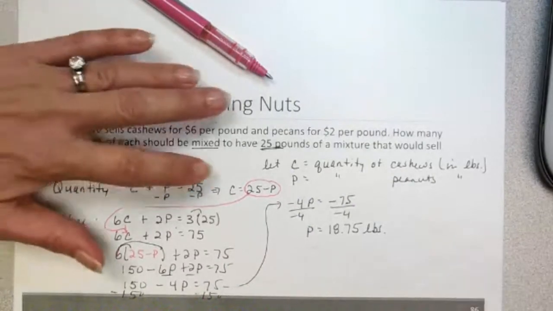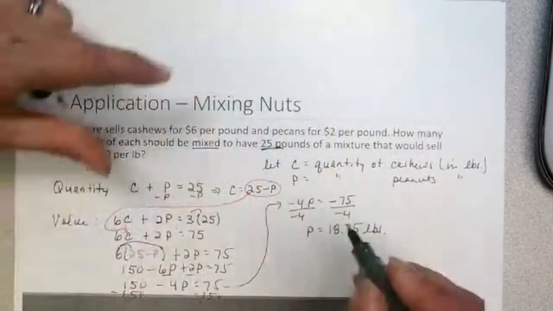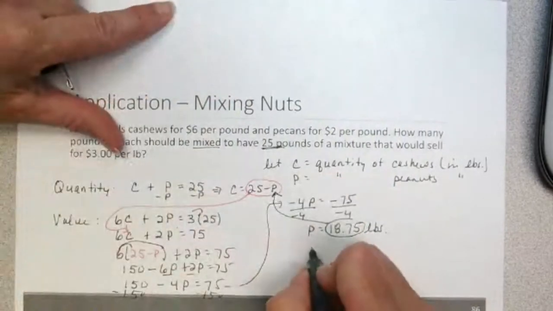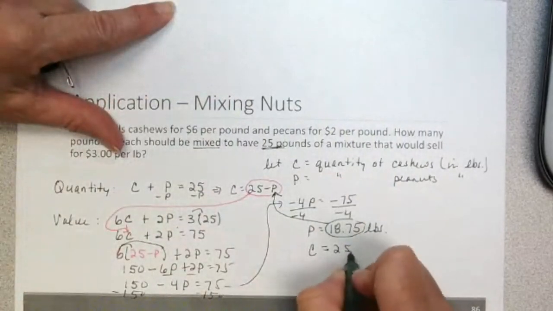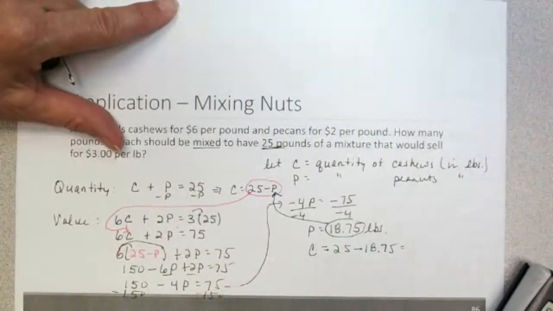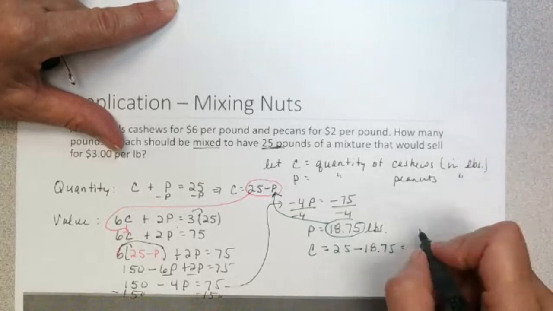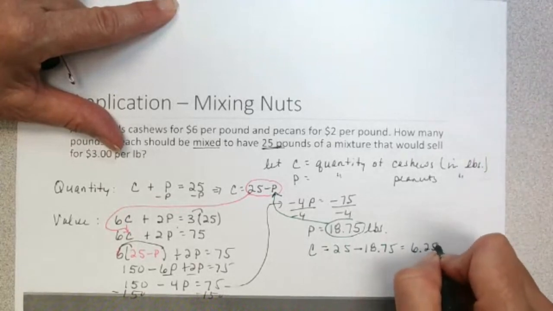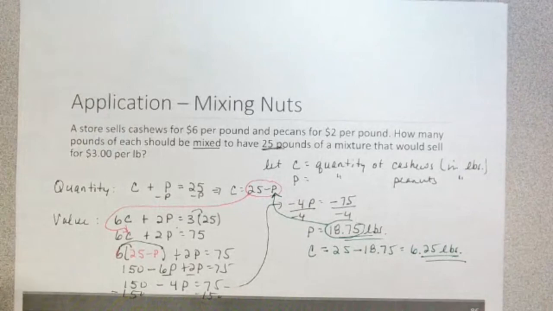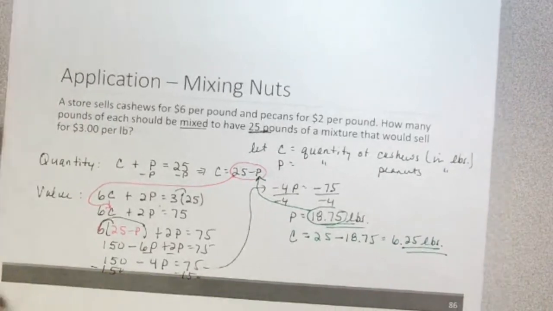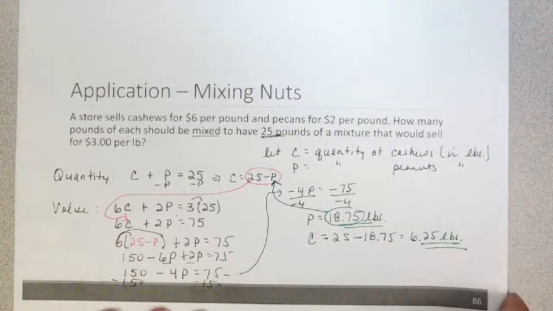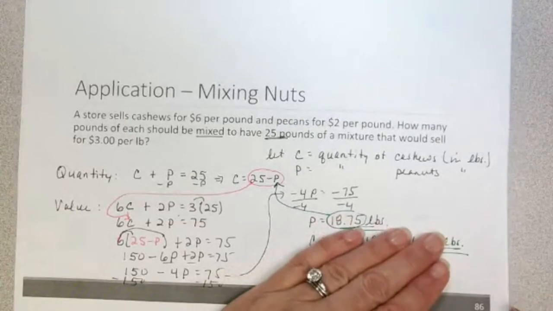What about the cashews? Well, you can substitute here, right? Look at this. Put this in there for P. So cashews then is 25 minus 18.75, or 6.25 pounds. Okay, so mixture problems are not too bad if you can write a quantity equation and a value equation. If you can get to that, if you can set it up, then you're good to go.